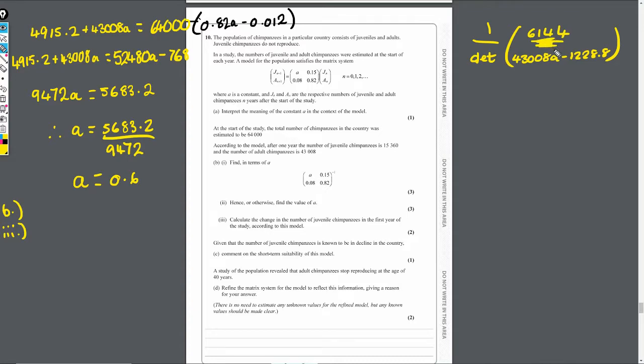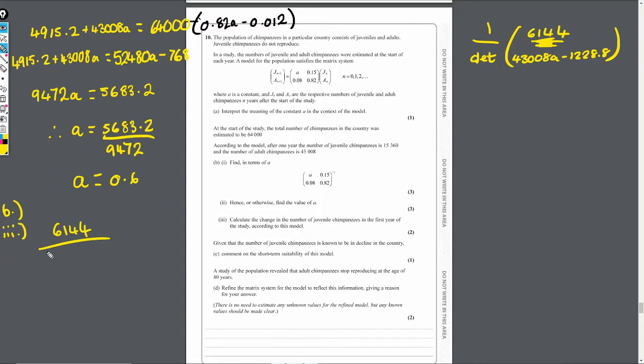This is the key number. So I'm going to do 6,144 divided by the determinant. So I'm doing 1 over the determinant times this, or basically this number divided by the determinant. What this will give me is the previous number. And then using that number, we can just work out the change in the number of juvenile chimps.